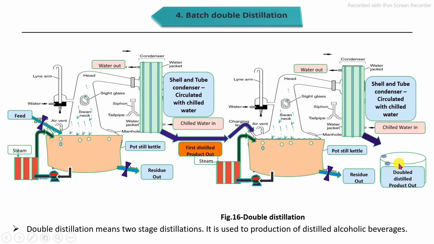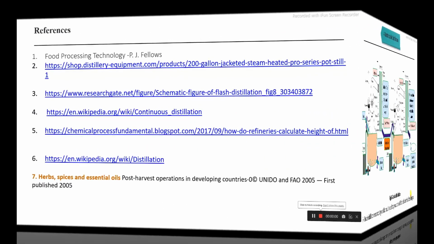For the preparation of distilled alcoholic beverages, for the production of whiskey, batch distillation may be operated in double or triple systems as per our final concentration requirement of the distilled beverages.